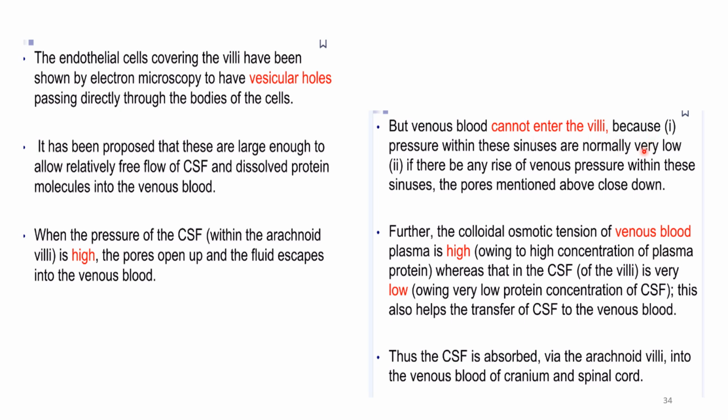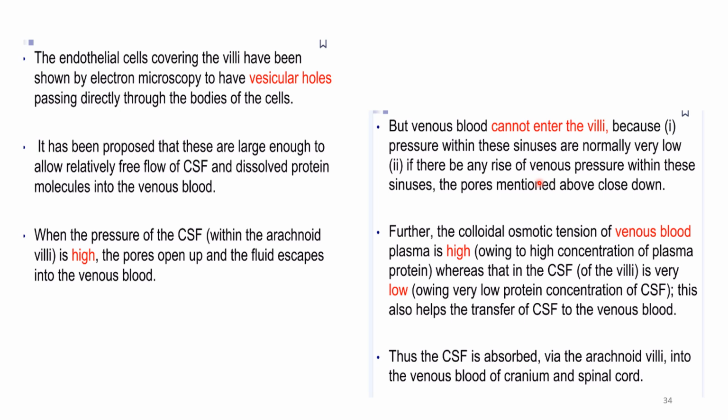Why? Because the first reason is that the pressure within these sinuses is normally very low. So the venous sinuses have low pressure. And if there is any rise of venous pressure, the pores will automatically close. So venous blood cannot enter into the CSF. Further, the colloidal osmotic tension of the venous plasma is high, whereas the CSF has a very low colloidal osmotic tension. This also helps the transfer of CSF to the venous blood.